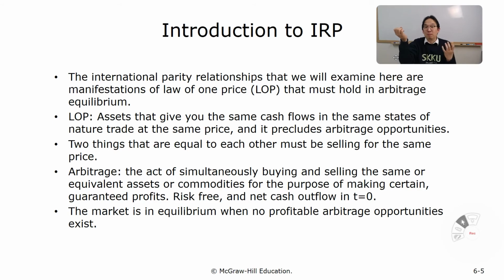You buy it from the market that gives you a lower price of the identical asset, and sell it at the same time, simultaneously, in the high-priced market. There comes the arbitrage concept: the act of simultaneously buying and selling the same or equivalent assets or commodities for the purpose of making certain guaranteed profits. So, first of all, textbook arbitrage over here.